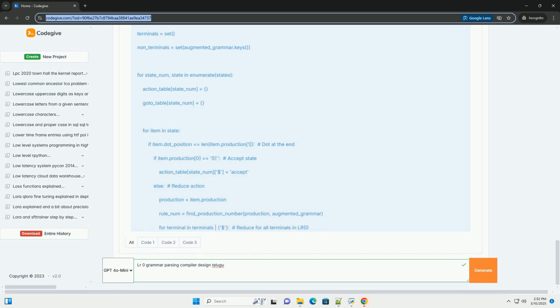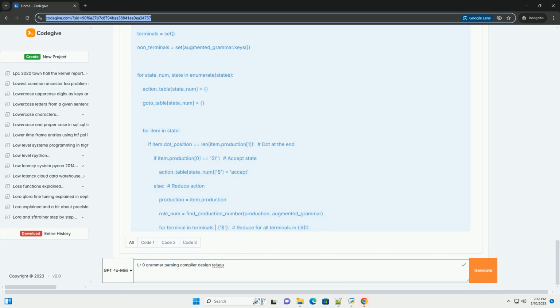If item S' → S. is in state, then action[state, $] = accept, where $ represents the end of the input. Goto table: if goto(state, non-terminal) = new_state, then goto[state, non-terminal] = new_state. 4. Parse the input.